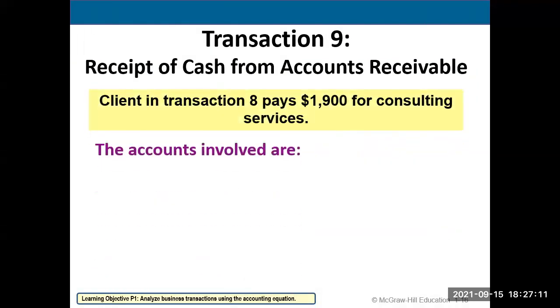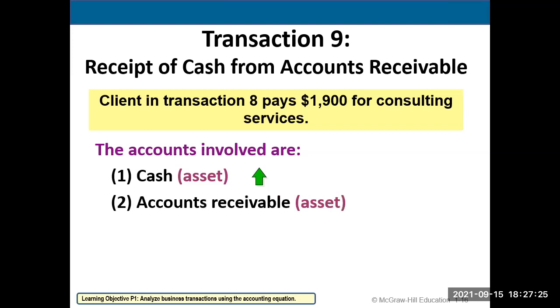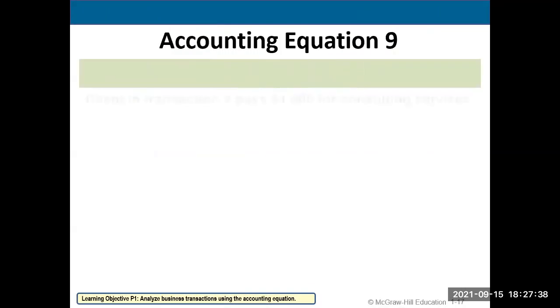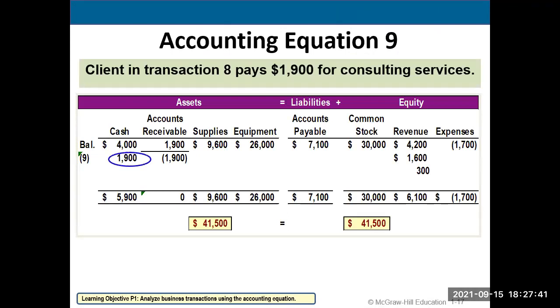All right. Here a client pays us for consulting services, sorry for that. So our cash is going to go up, and our accounts receivable is going to go down. So these are people who paid us for money they already owed us back from transaction number 8. So if one asset goes up and the other asset goes down, that means there'll be no change to the overall asset balance and no impact on liabilities and equity. So we'll still be completely in balance.